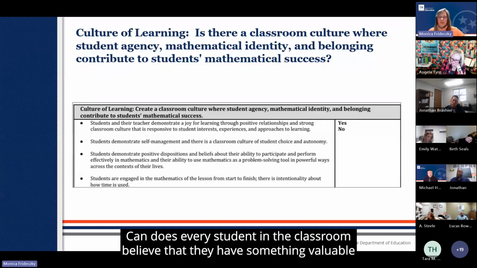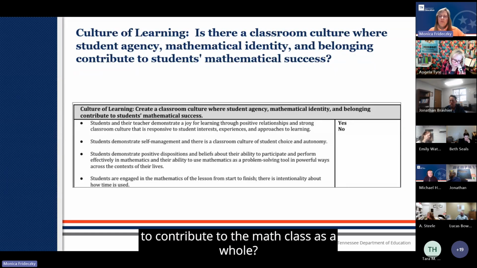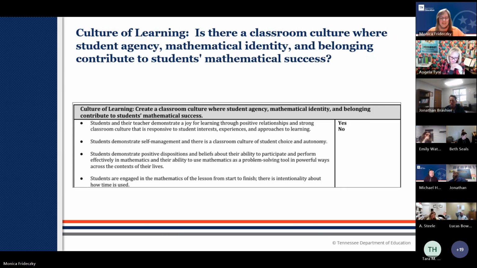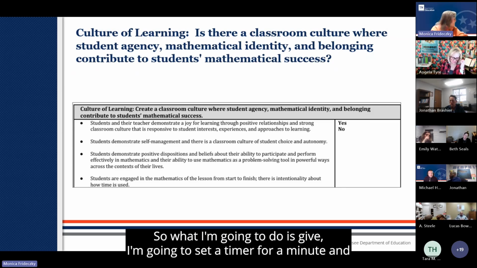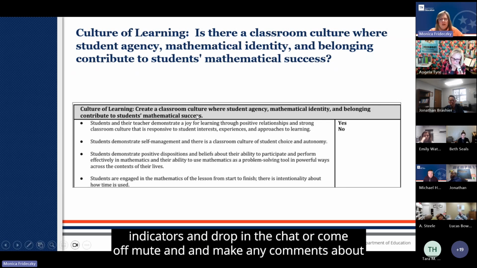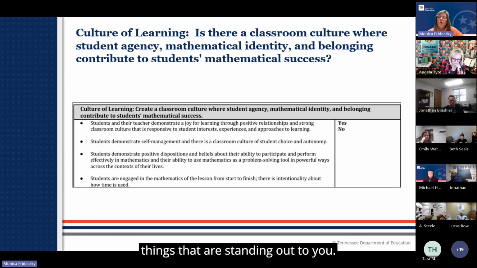Does every student in the classroom believe that they have something valuable to contribute to the math class as a whole? That is what builds agency and mathematical identity. So what I'm going to do is set a timer for a minute and let you have a quiet moment to just read through each of those indicators and drop in the chat or come off mute and make any comments about things that are standing out to you or any questions that you have. Start the minute.